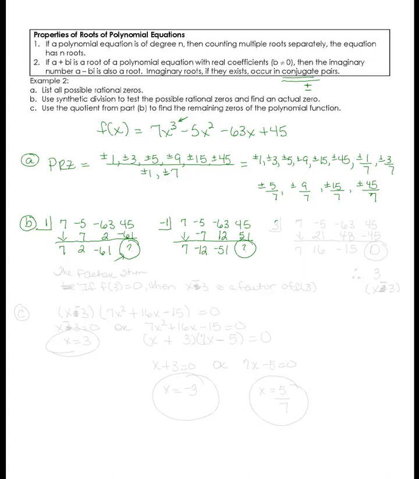Let's look at positive 3. So here we go. Again, 7, -5, -63, 45. Bring down the 7. 7 times 3, we have 21. Add negative 5 to that, we have 16. 16 times 3 is 48. Add negative 63 to that, we have negative 15. Negative 15 times 3 gives us negative 45. And we have now our 0 remainder. Therefore, 3 is one of the actual zeros.